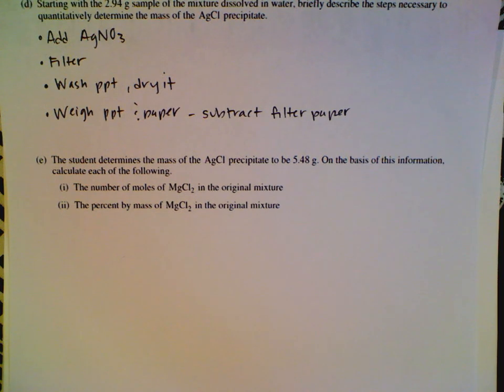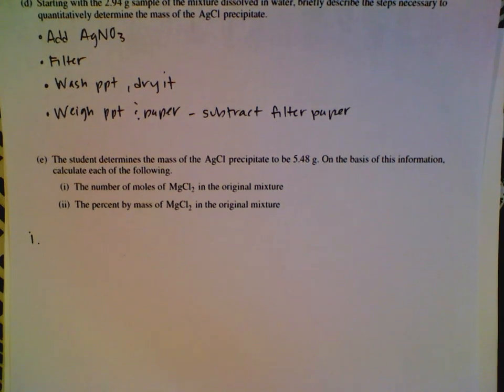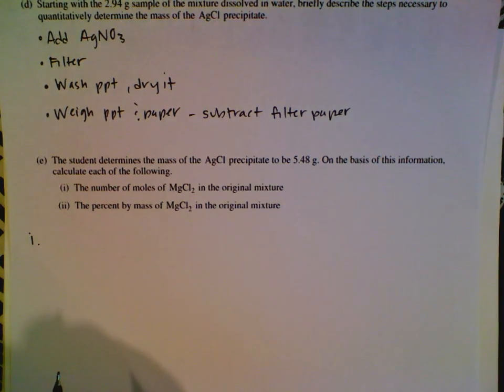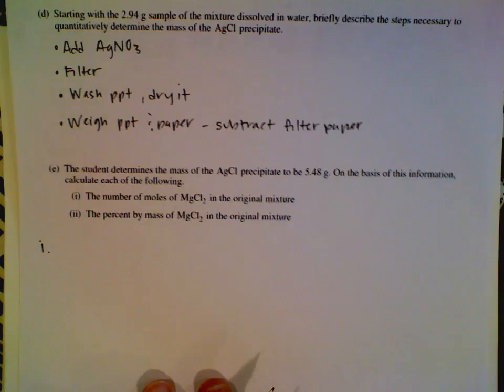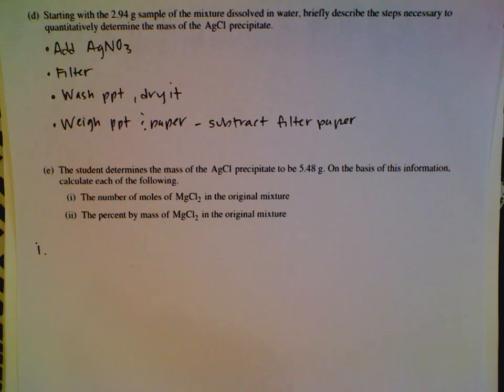So what I need to do for part 1 is figure out the number of moles in the mixture. I have a mass of my AgCl here, and I know what my reaction is going to be, or I should be able to figure that out. And so I should be able to figure out through stoichiometry what that amount is going to be.